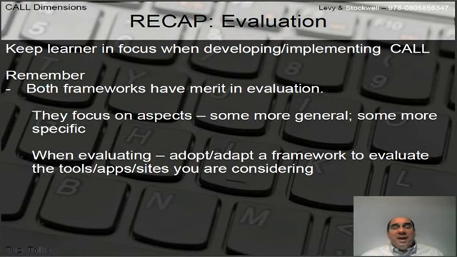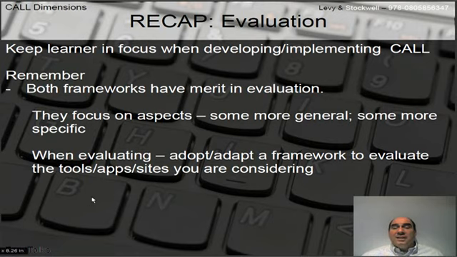We're going to be evaluating software or sites or tools. We should always try to keep the learner in mind when we're trying to develop and/or implement something. Remember also that both frameworks, the Hubbard framework and the Chapelle framework, are good. Both have benefit. I would probably take ideas from both of them. I like the idea of learner fit and teacher fit. I like the idea of, is there a focus on form? Is there a focus on meaningful information? So you can take some from both of them, I would think.